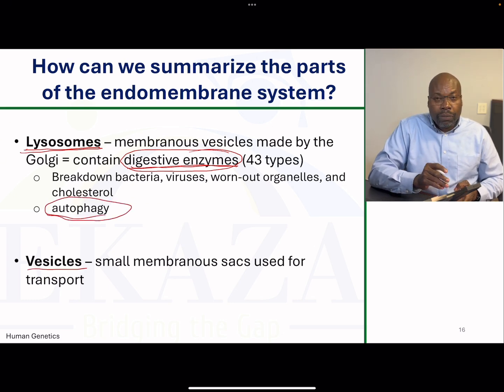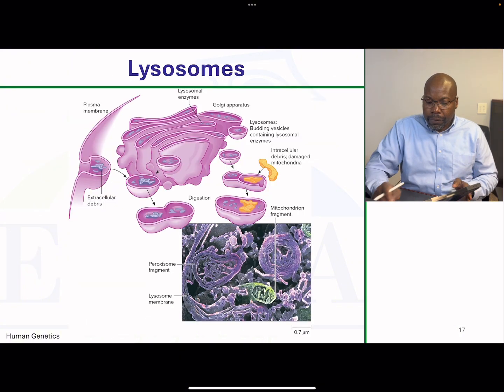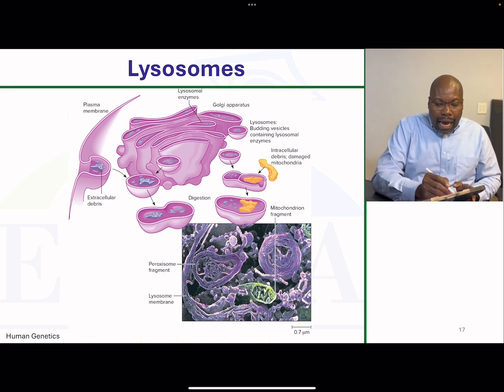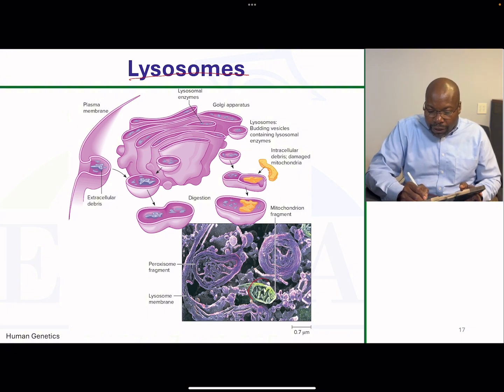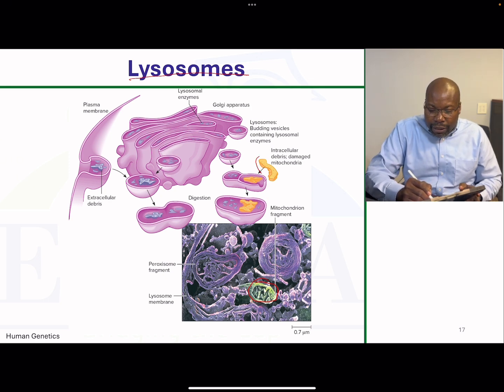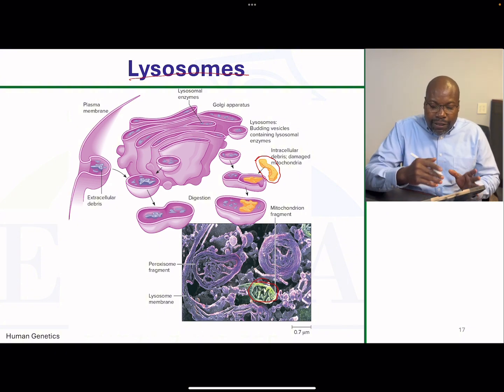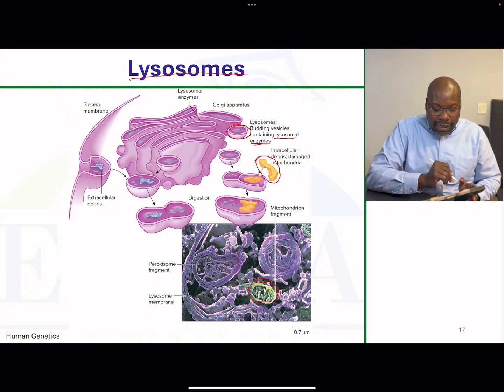The vesicles are going to be essential to carry the cargo from one place to another. So here we have the lysosomes, and as you can see, for instance, we have some organelles here that are damaged, the mitochondrion here that is damaged. These damaged organelles are going to be engulfed in some kind of vesicle, and that vesicle is going to merge with a lysosome, and the lysosome contains lysosomal enzymes or digestive enzymes, right?